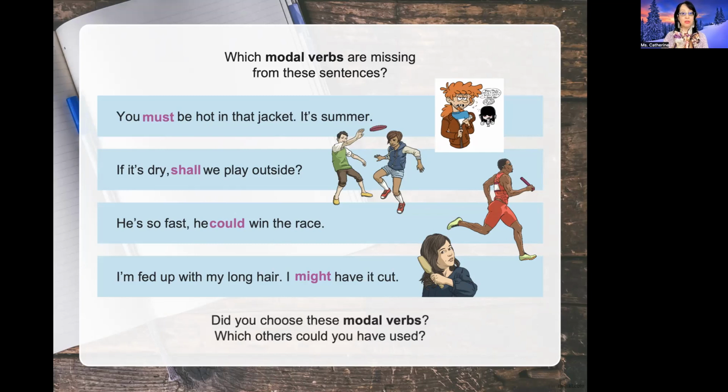Did you choose these modal verbs? Which others could you have used? Now, you could use some other modal verbs here. I want you to put down in the comments which other modal verbs could be used here. They do have different meanings, so go back to all the different definitions of the modal verbs and then write it down in the comments. How many people might say, I'm fed up with my long hair. I may have it cut. Why would it be may and not might? Would it have a different meaning? Put it down in the comments.